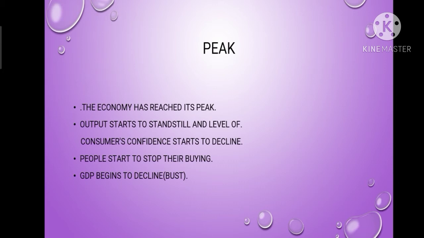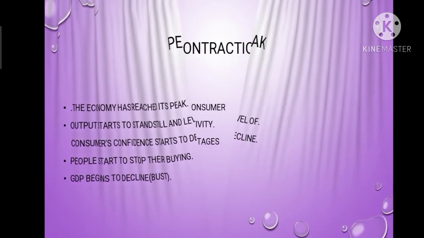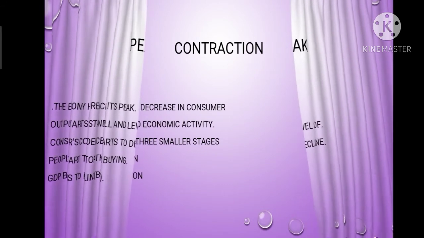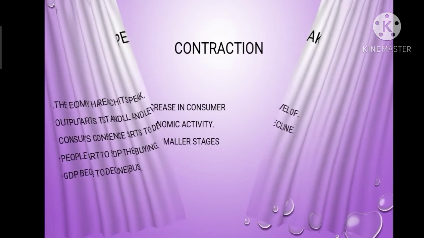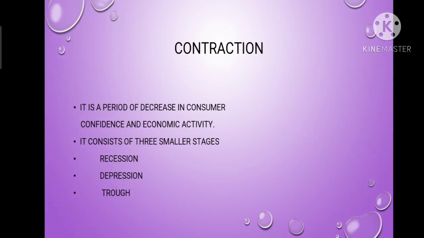During the peak stage, the economy reaches its maximum output, maximum investment, maximum employment, and during that stage, people stop buying. Their GDP starts declining, and the next phase is the contractionary phase. In the contractionary phase, there are three phases. They are recession, depression, and trough.